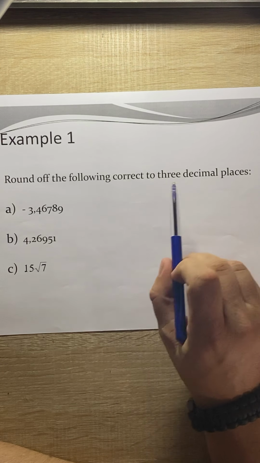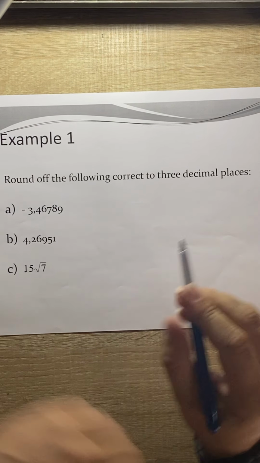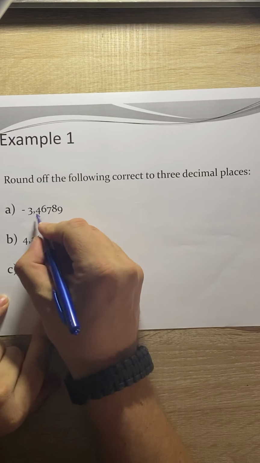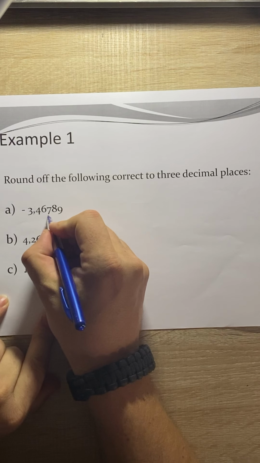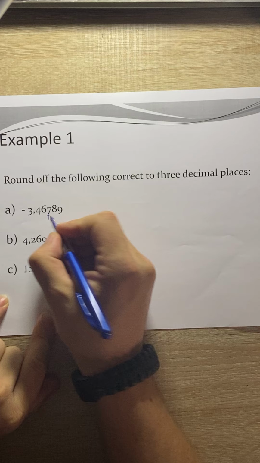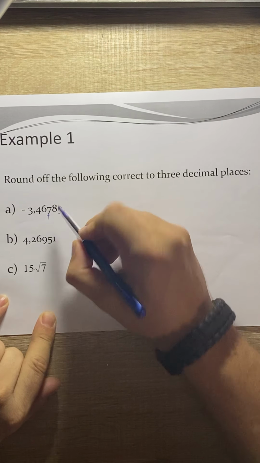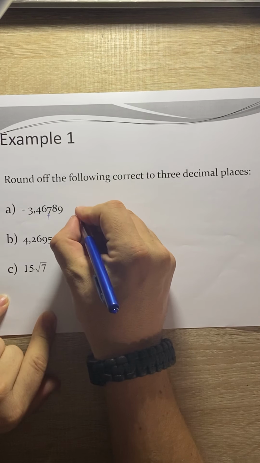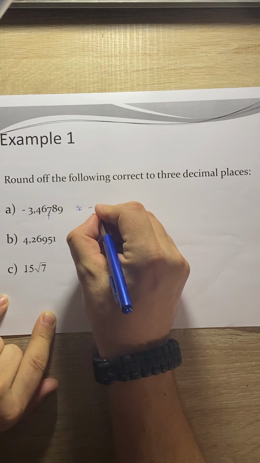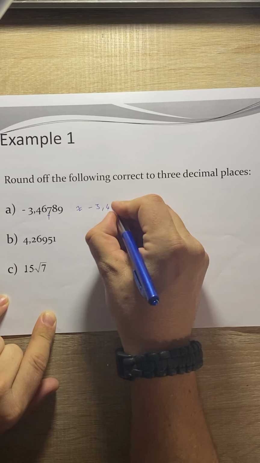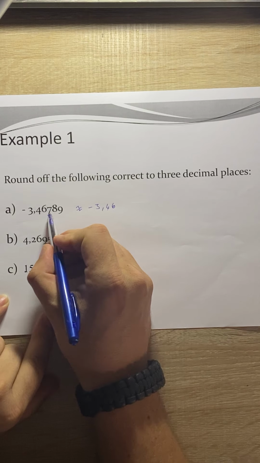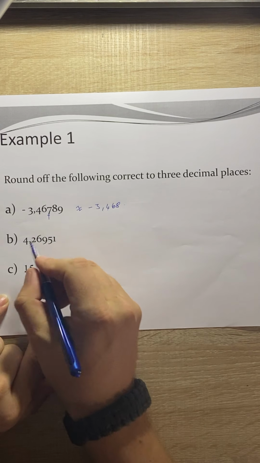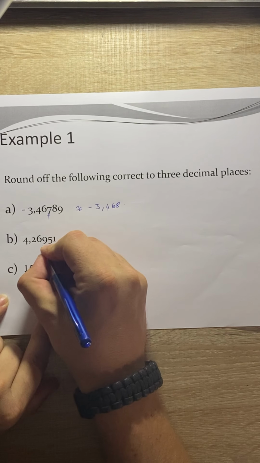Round off the following correct to 3 decimal places. So what we do is we look for our decimal, there it is there, and then we look for the third decimal place. So 1, 2, 3. So this is the one that we're looking at here. And what we do is we look at the number on the right. If that number on the right is 5 or more, we bump this number up. Okay, so this would be equal to minus 3,4,6. Now, because this is 5 or more, we bump that up to the next number, which is 8. Okay, 3 decimal places, 1, 2, 3. So we're looking at this one here.